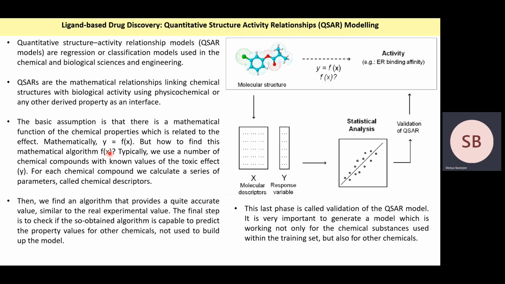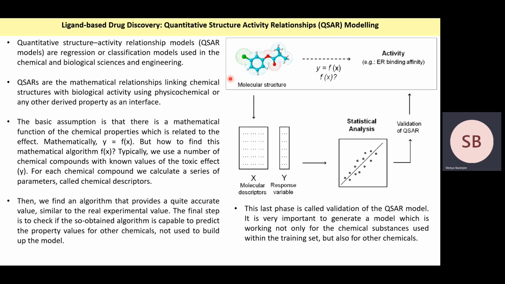But how to find this mathematical function f(x)? Typically, we use a number of chemical compounds with known values of the toxic effect y. For each chemical compound, we calculate a series of parameters called chemical descriptors.